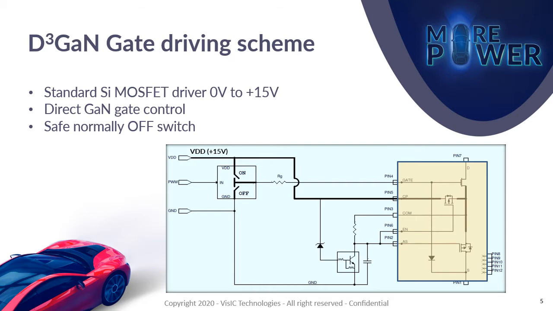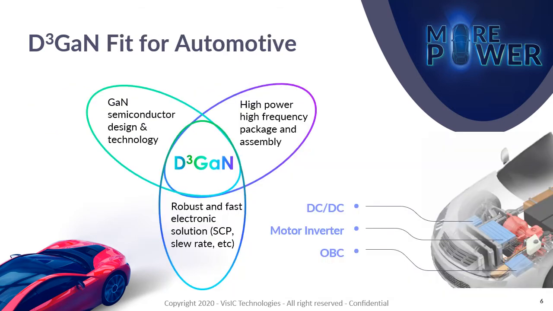similarly to a cascode. VisIC has chosen the automotive as its main market and developed technologies specifically suited for motor inverters, onboard chargers, and high-power DC-to-DC applications. D3GaN embodies not only the driving scheme, but also the proprietary technology that was developed by the company over the years. VisIC is demonstrating advances in both GaN die technology, packaging for high current efficient switching, as well as application-related features such as short-circuit protection.